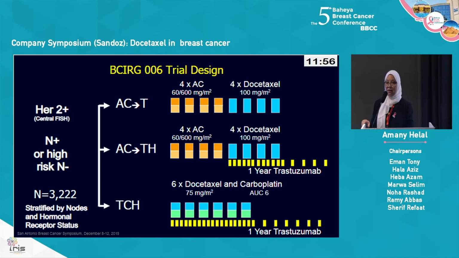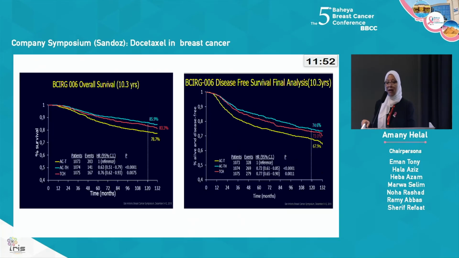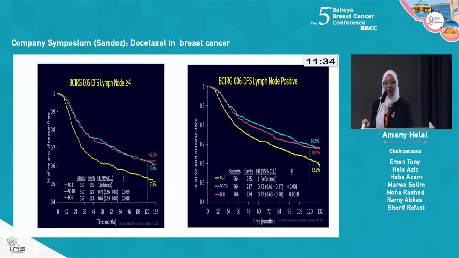So they tested the use of the non-anthracycline regimen of docetaxel and carboplatin, and they are almost approaching the effect of using anthracycline followed by docetaxel and trastuzumab, and both were superior to the non-use of trastuzumab in HER2/neu positive, which is not accepted, of course, nowadays.